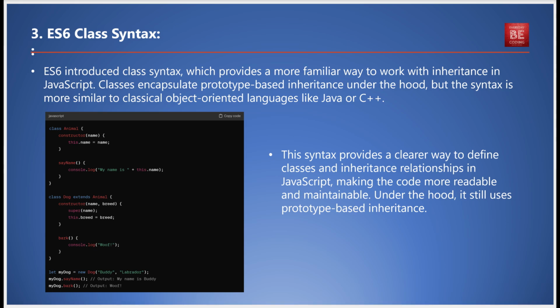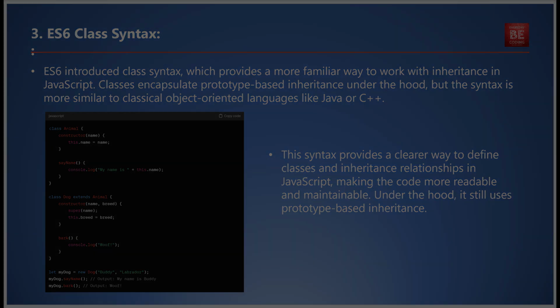So, there you have it. Three methods of implementing inheritance in JavaScript: prototype chain, constructor inheritance, and ES6 class syntax. Each has its own strengths and weaknesses, but all are powerful tools to create more efficient and maintainable code. Understanding them will unlock a deeper understanding of JavaScript and its object-oriented capabilities.